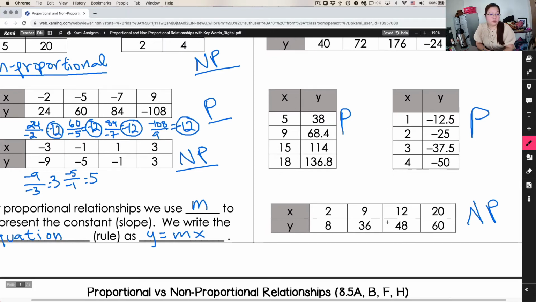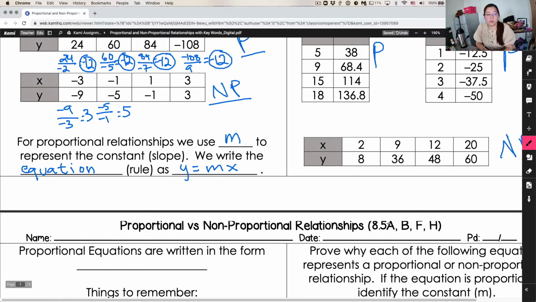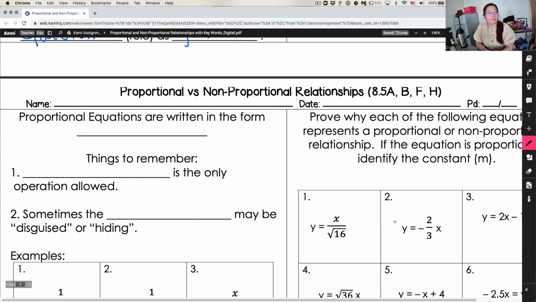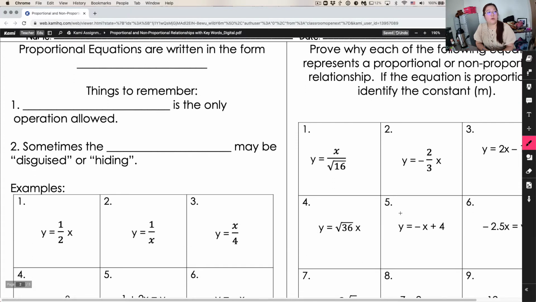Alright, let's move on to the next page. This is the trickiest one, okay? The equations can be pretty tricky. Proportional equations are written in the form y equals mx. This is m times x. Remember when you have two variables or two numbers next to each other, like one is in parentheses, one isn't, or when you have variables like this, you don't need the parentheses. That means you're multiplying them together.